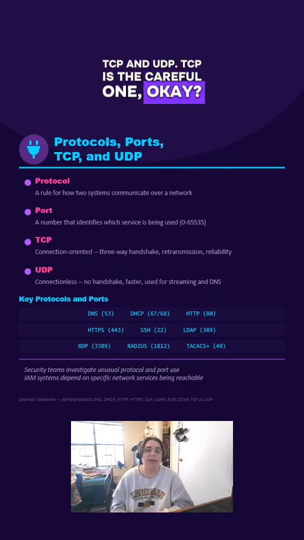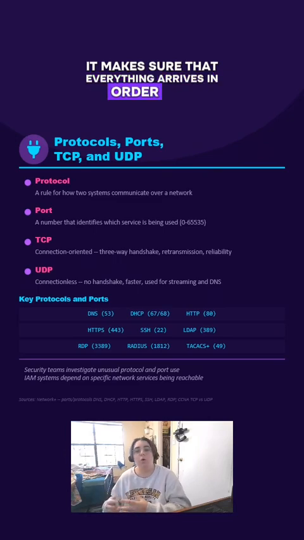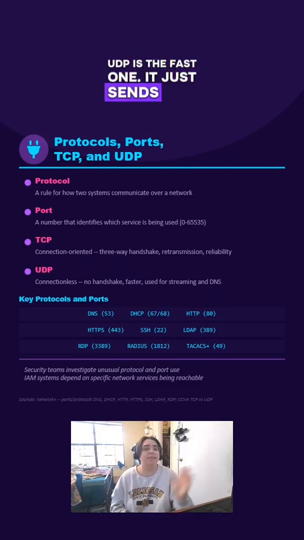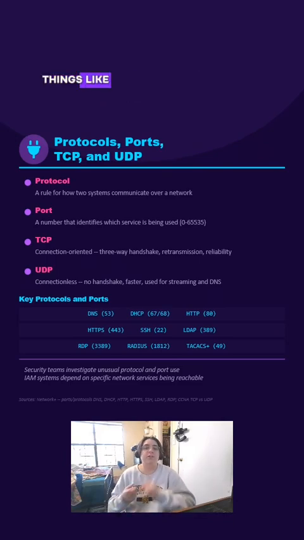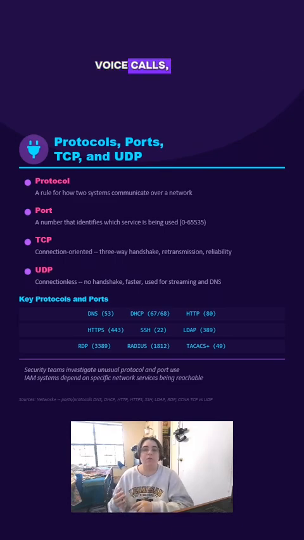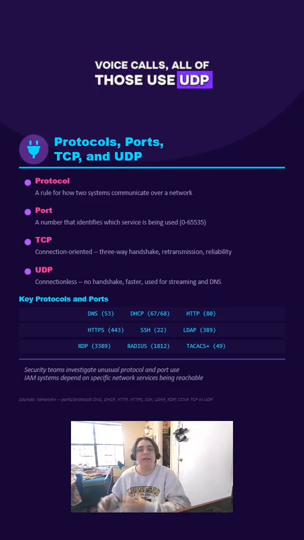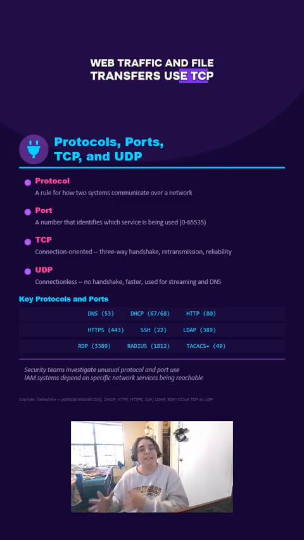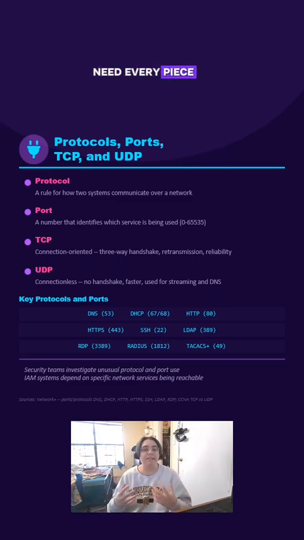TCP is the careful one. It makes sure that everything arrives in order and that no data is lost. UDP is the fast one. It just sends and keeps moving. Things like streaming, DNS lookups, and voice calls all use UDP because speed matters more than perfection. Web traffic and file transfers use TCP because you need every piece to show up.